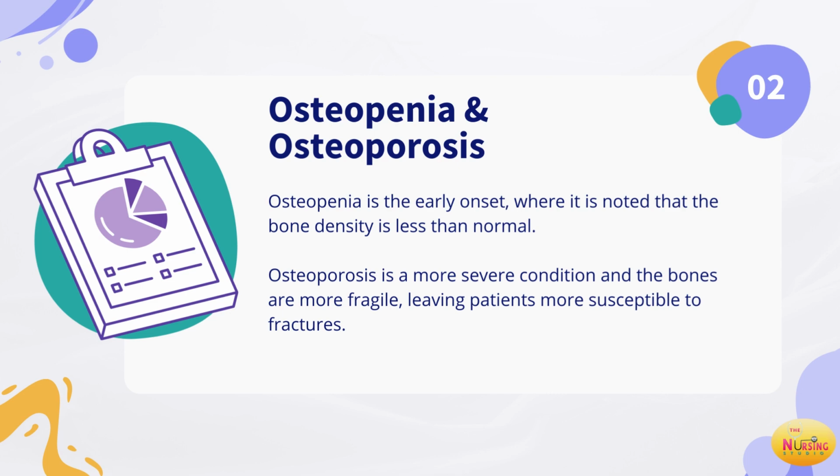So commonly, that's where that osteopenia is noted, because they simply have an abnormal bone density test result. Whereas osteoporosis, same, they have an abnormal bone density test result, but it's much more severe. They're much more fragile and much more susceptible to having fractures.